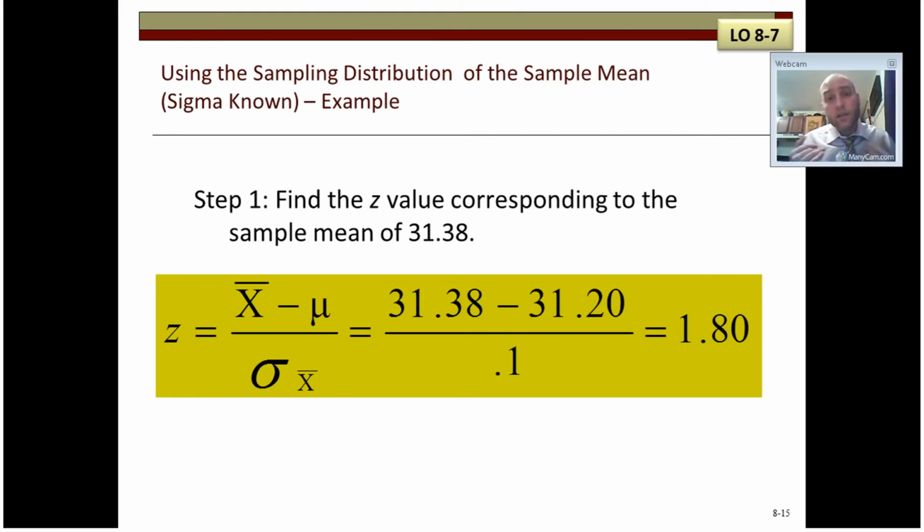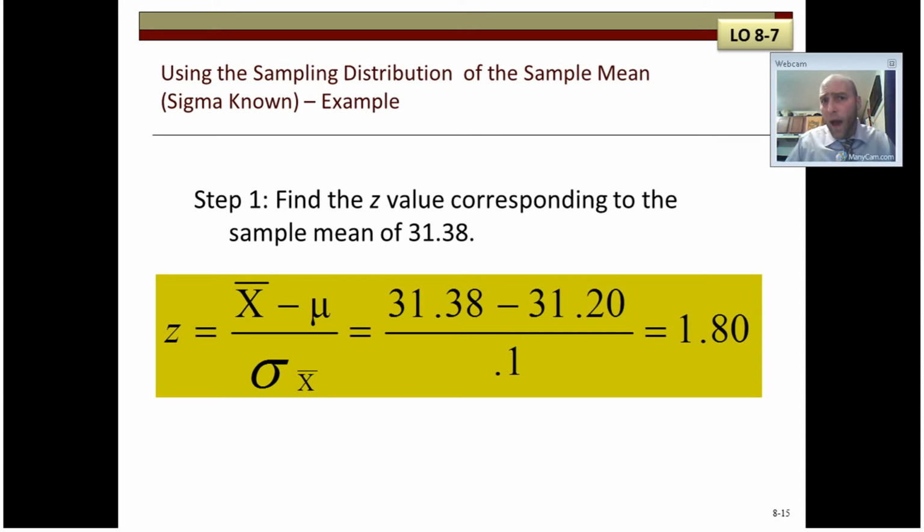So z-scores are standard scores. Standard scores, we've got a standard shape. We can find the area under the curve for the z-score. If this sample mean of 31.38 has a z-score of 1.8, then we might think that it's a certain distance away from what the mean is supposed to be, and that distance is 1.8 standard units. 1.8 standard units is a bit of a stretch from what we consider normal.